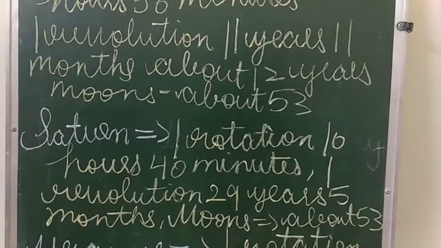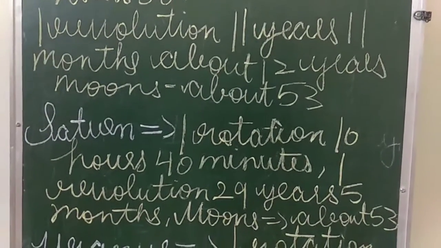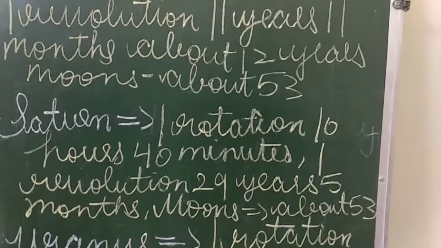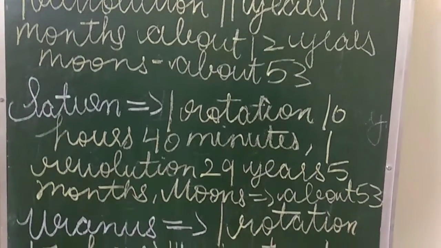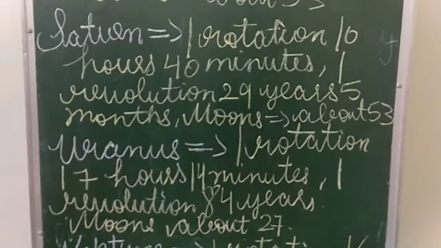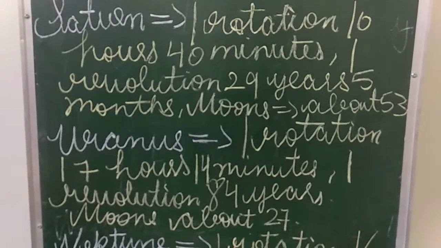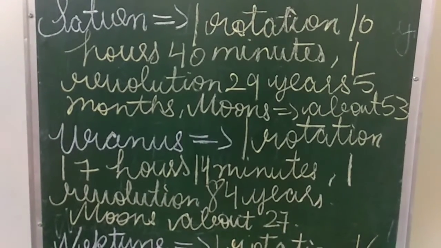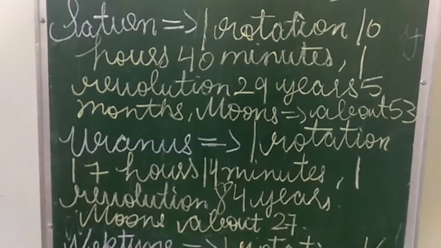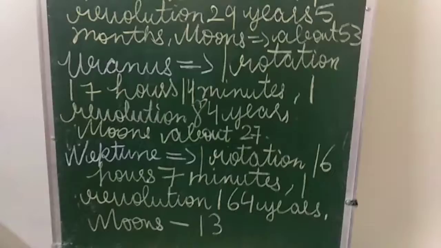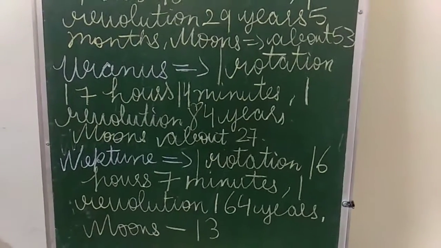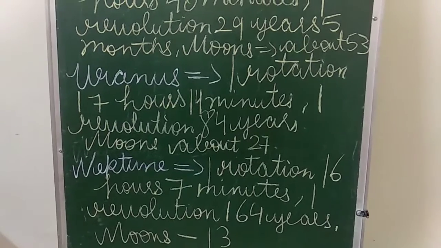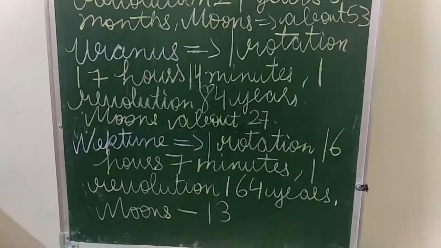Saturn, one rotation 10 hours 40 minutes. One revolution 29 years 5 months. Number of moons about 53. Uranus, one rotation in about 17 hours 14 minutes. One revolution in about 84 years. Number of moons about 27. Neptune, one rotation 16 hours 7 minutes. One revolution 164 years. Number of moons 13.